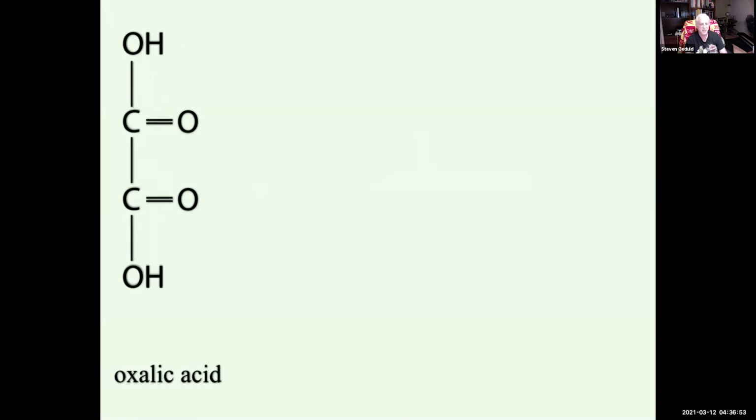All right, so this is oxalic acid. This is what it looks like. It's a dicarboxylic acid. So how would you name that?